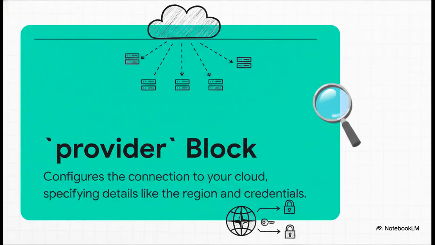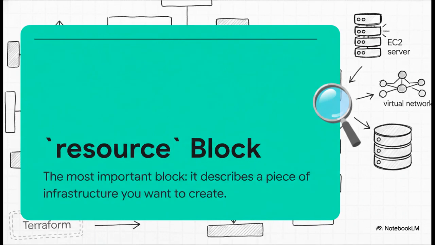Next up is the provider block. This one configures the connection to that cloud. It's where you'll specify which cloud region you want to build in and how Terraform should authenticate to get access. And finally, the real workhorse, the resource block. This is where you describe the actual stuff you want to build, an EC2 server, a virtual network, a database, you name it. This is the most important block you'll use, hands down.